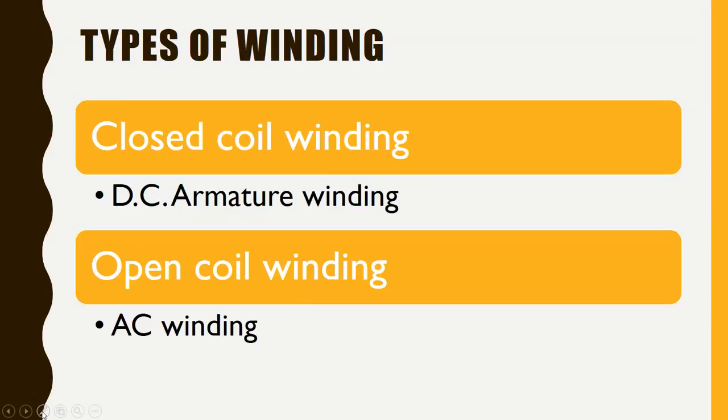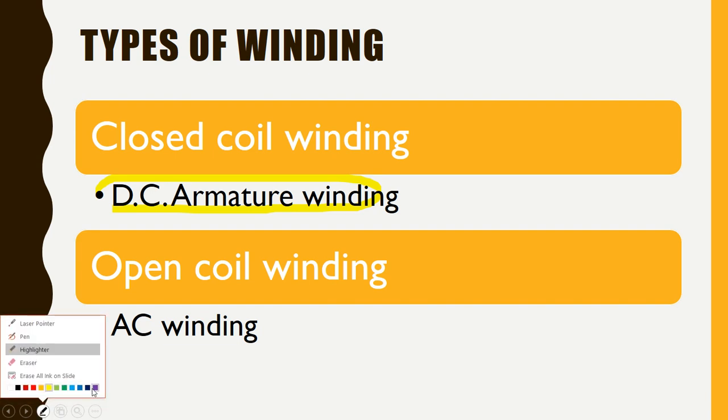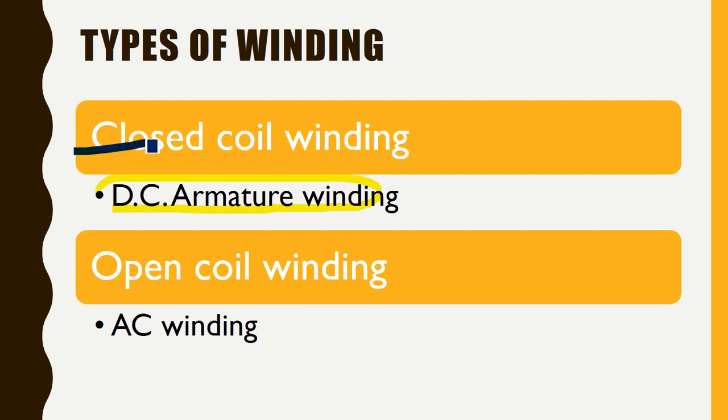Basically there are two types of winding. We can say closed winding and open winding. What is the difference? Closed winding and open winding both are different. The closed coil winding is for DC armature, generally. Otherwise we can say the DC winding will be generally referred to as closed winding, and AC winding is generally known as open coil winding. Why is it like that? Let us discuss.